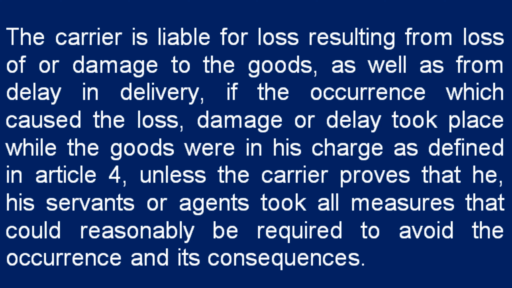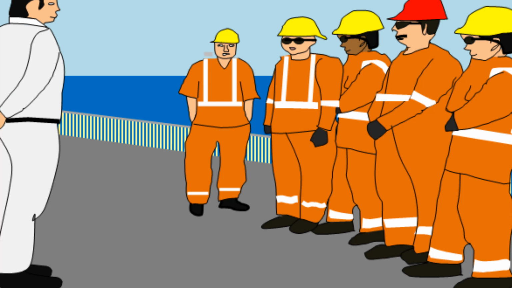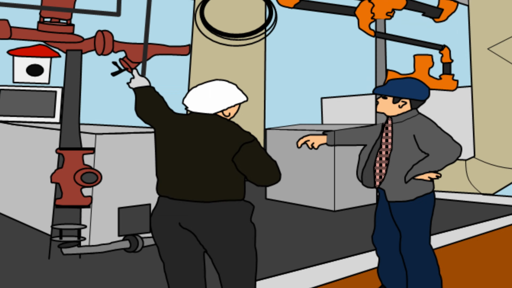The carrier is liable for loss resulting from loss of or damage to the goods, as well as from delay in delivery, if the occurrence which caused the loss, damage or delay took place while the goods were in his charge as defined in Article 4, unless the carrier proves that he, his servants or agents took all measures that could reasonably be required to avoid the occurrence and its consequences.